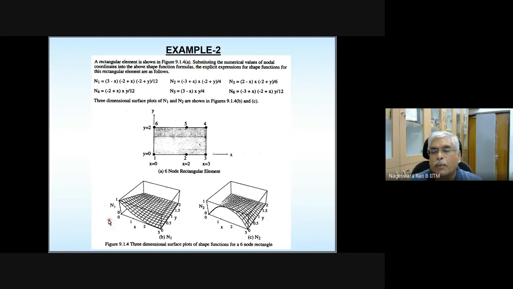And you can see here the plot of N1. This is node 1, and you can see here this is 0, 0. And here the x-axis is along this direction, and the y-axis is along this direction. So this corresponds to node 1, and node 2 is somewhere here, node 3, node 4, sorry, node 4 here at this corner, node 5, node 6.